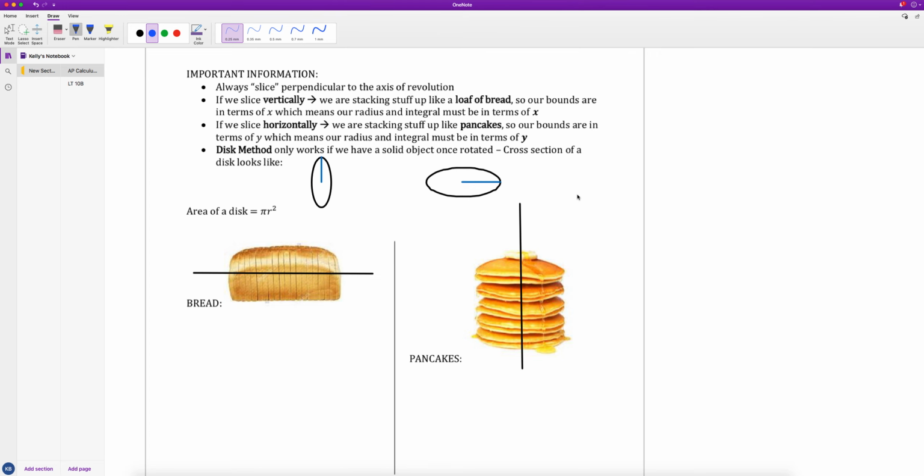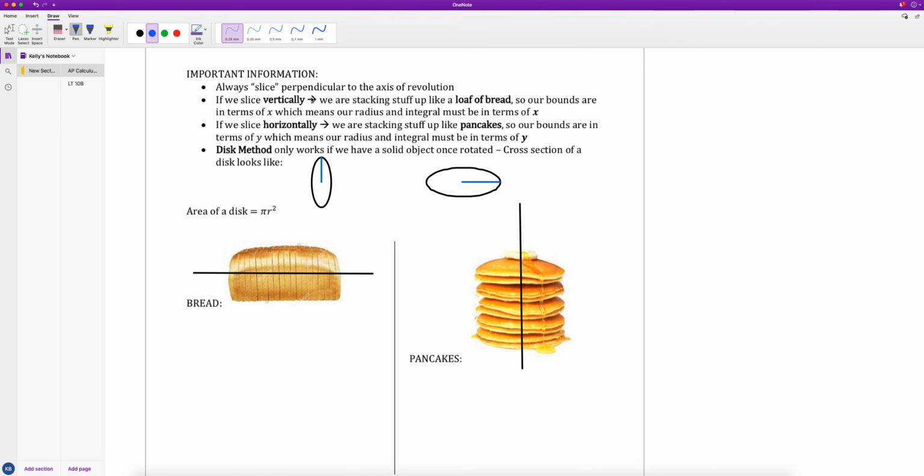It gets really confusing as we do these problems to know, am I in terms of y, am I in terms of x? Well, which one we're in terms of depends on the axis of revolution. So to set all of these up correctly, if you always slice perpendicular to the axis of revolution, then you are always guaranteed to be in terms of x or in terms of y, whichever one we should be using. Because for each of these problems, there is not more than one way to do it. I have to be either in terms of x or y, depending on what type of rotation I am doing.